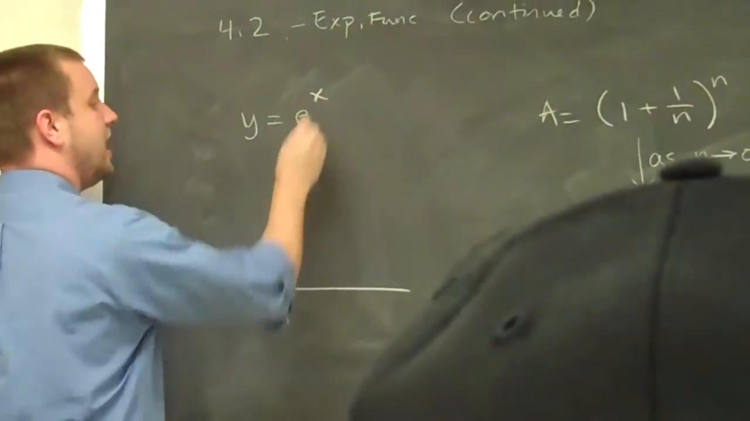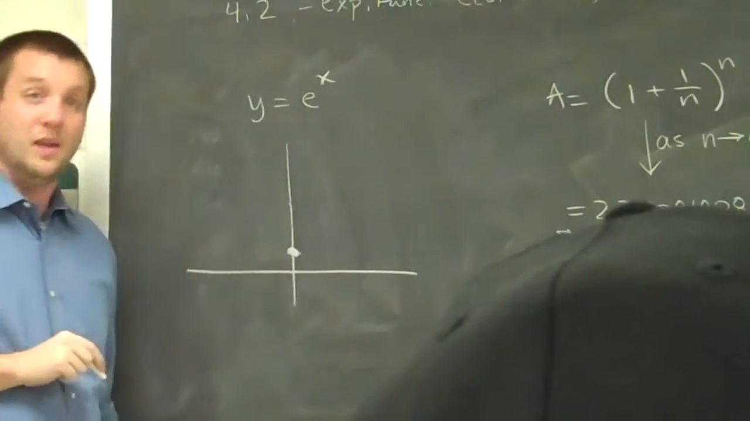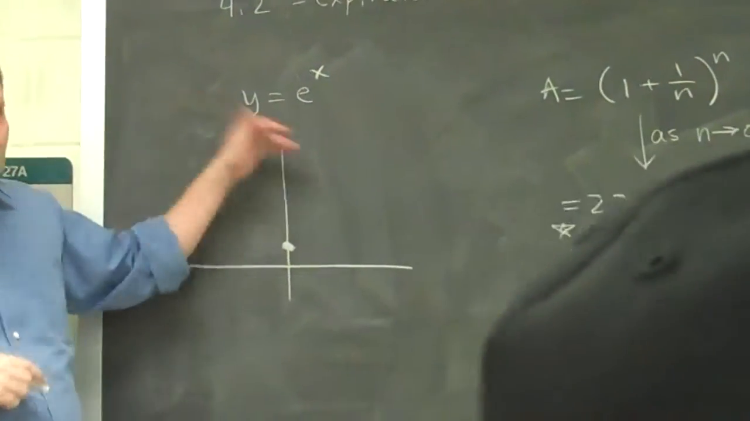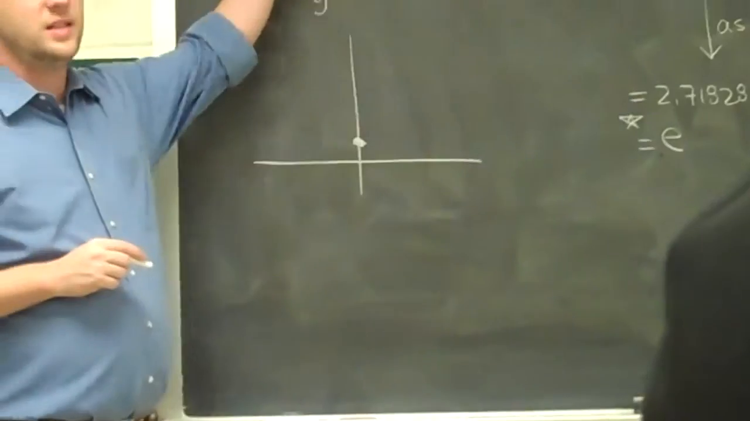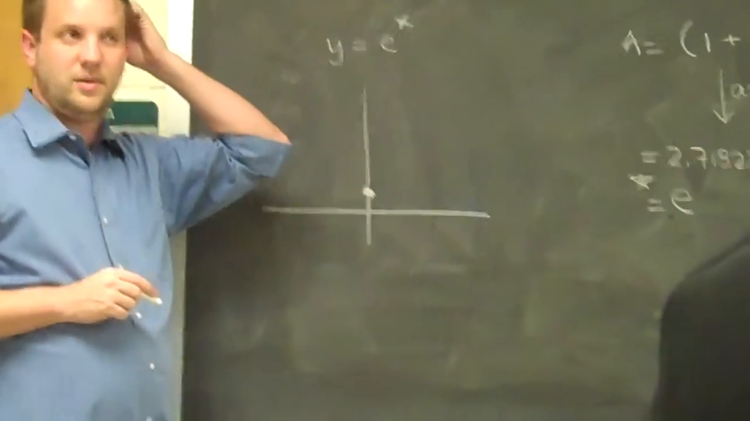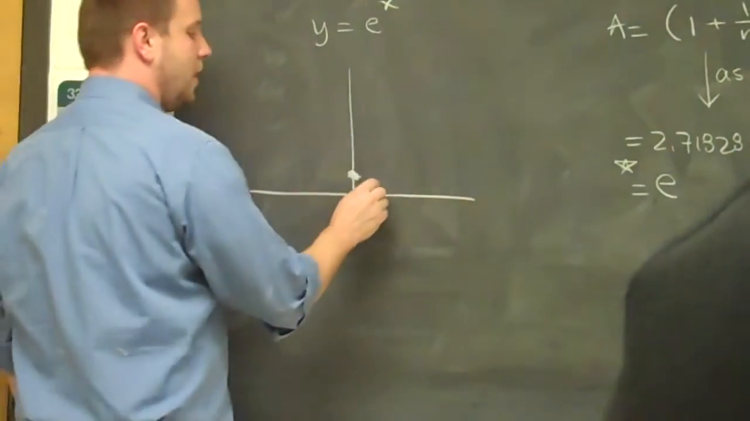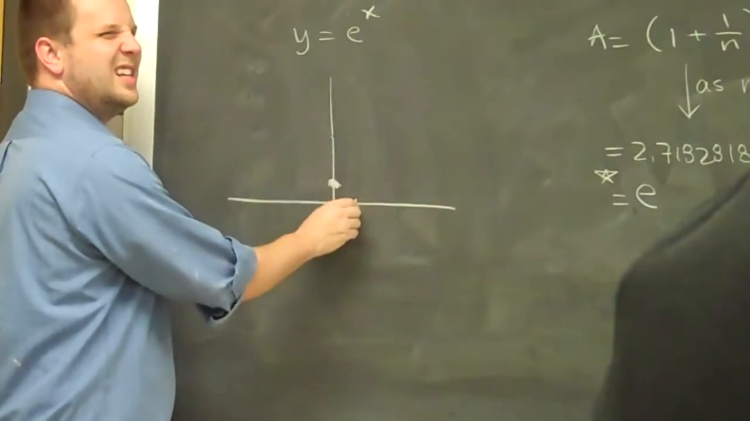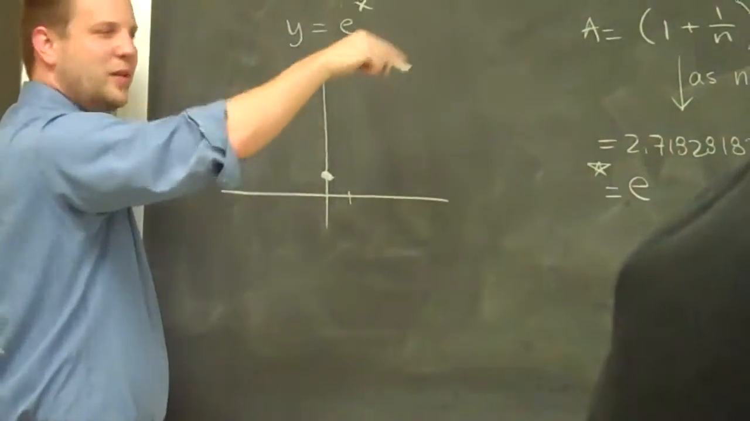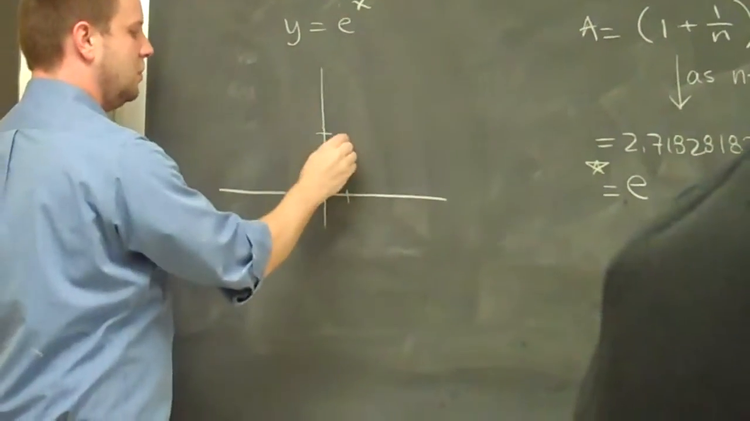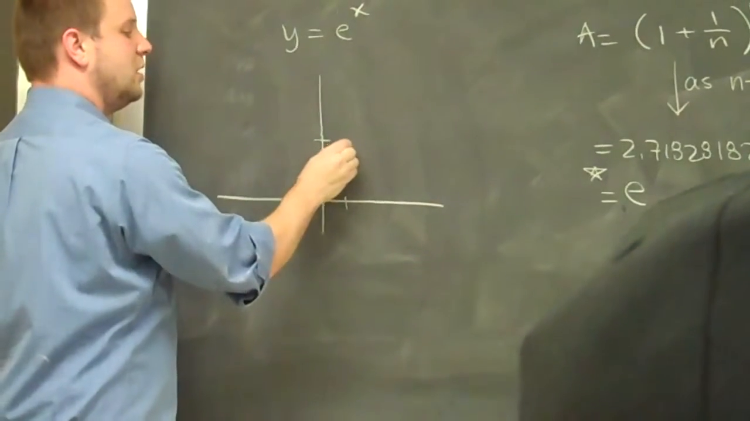What happens if I take e and I raise it to the 0th power? I get 1. Because when I take any number, except 0, and raise it to the 0th power, I get 1, right? Okay, what about when x equals 1? It's in between 2 and 3, right? So maybe a little closer to 3 than 2.